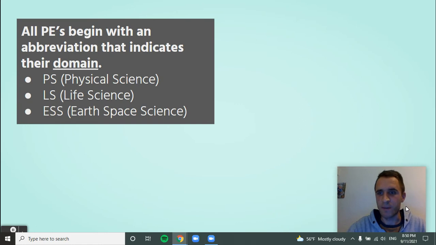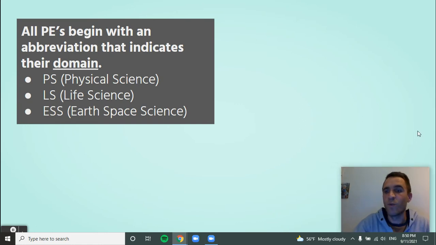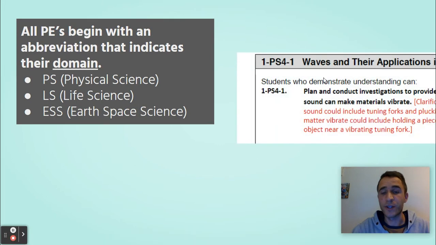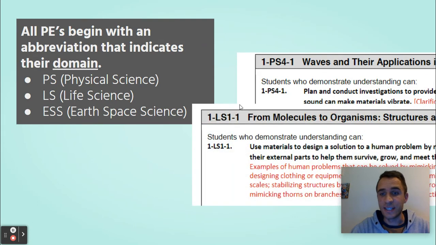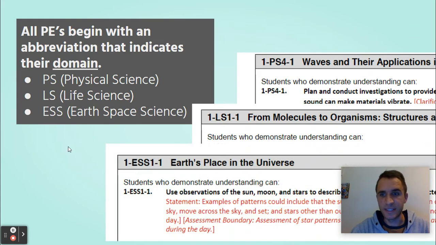So that's what we're going to mainly talk about today, is how do you bundle, what are the options of ways you can bundle your performance expectations? So in case some people might not know this, all performance expectations begin with an abbreviation that indicates the domain they're a part of, right? So all NGSS standards, all of them start with one of three abbreviations. Either they start with PS, LS, or ESS. PS standards are physical science standards, LS are life science, and ESS are earth space science, right? So here are some examples from the first grade curriculum. 1-PS4-1 is a physical science standard, LS life science standard, and ESS earth space science standard.